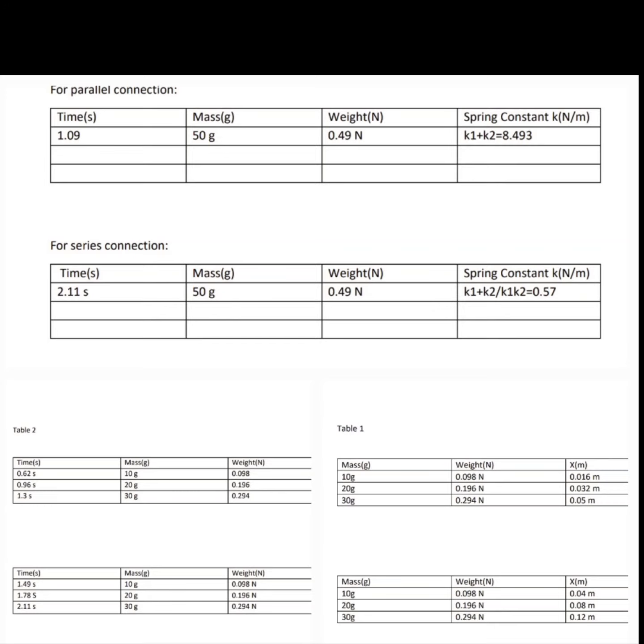To conclude, there was an error of close to 1% due to several human factors. According to the period formula of springs, the period is dependent on mass and spring constant, and according to Hooke's law, the spring constant is dependent on force and displacement. Since connecting springs in parallel and in series changes the spring constant, how we connect the springs affects the period.